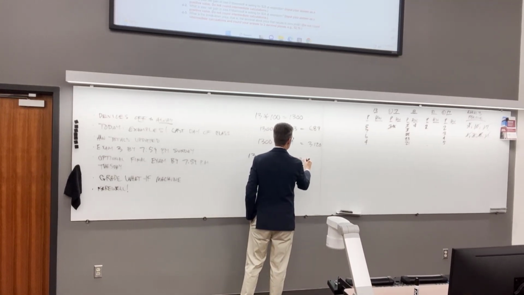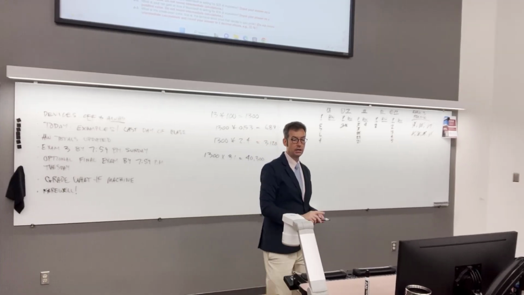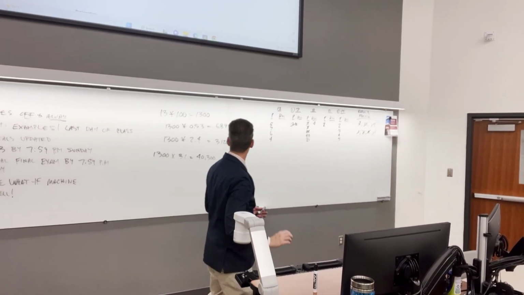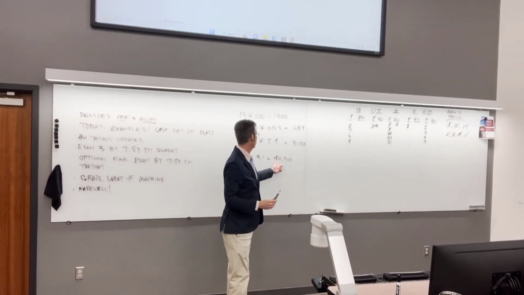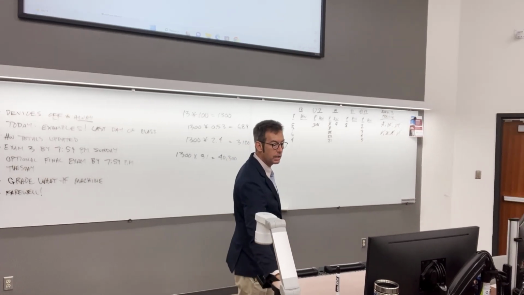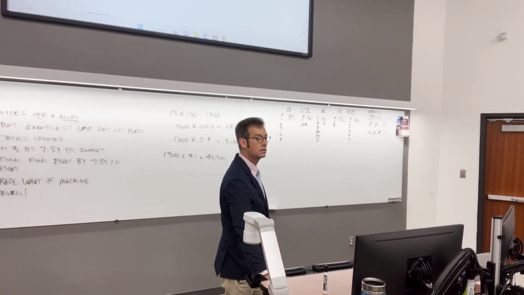40,300. And if we take 40,300 and subtract 3120, what do we get? 37,180. You see how that works?